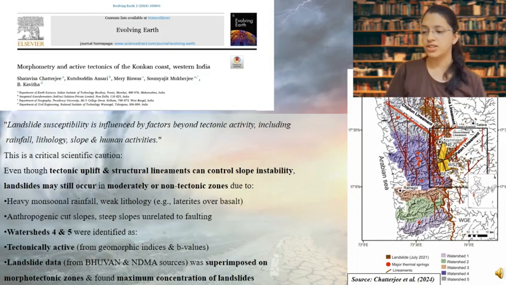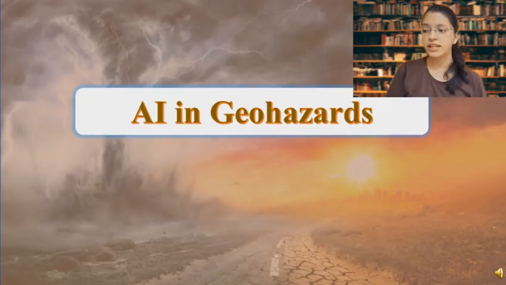Similarly, this article by Satyabrata Chatterjee et al., published in Evolving Earth in 2024, titled Morphometry and Active Tectonics of the Konkan Coast, Western India, tells us that landslide susceptibility is influenced by not just tectonics but rainfall and some anthropogenic activity. That is, extreme monsoon, rock type, slope angles, and human activity can also lead to landslides. This multidimensional nature makes geohazard forecasting complex and necessitates interdisciplinary methods.